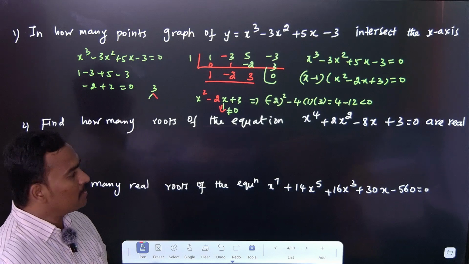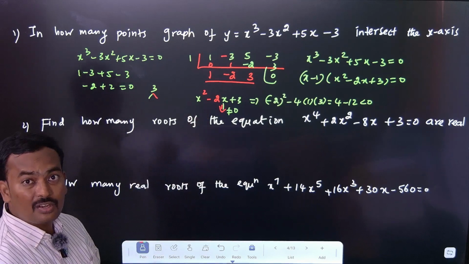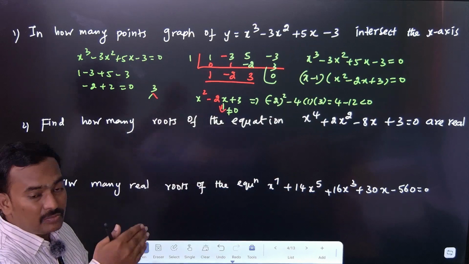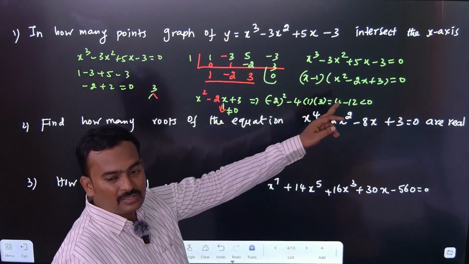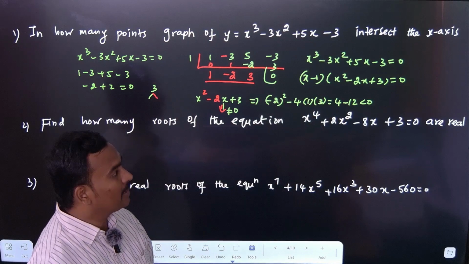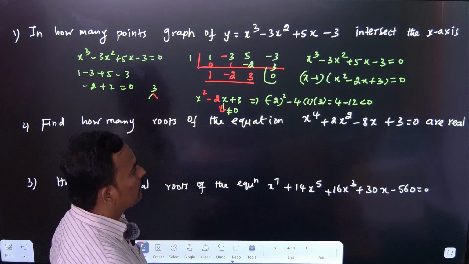If it crosses the x-axis, this should be 0. Why is it not 0? Because it will not cross the x-axis, right? It's because an imaginary root is possible, right? We can't get real solutions.